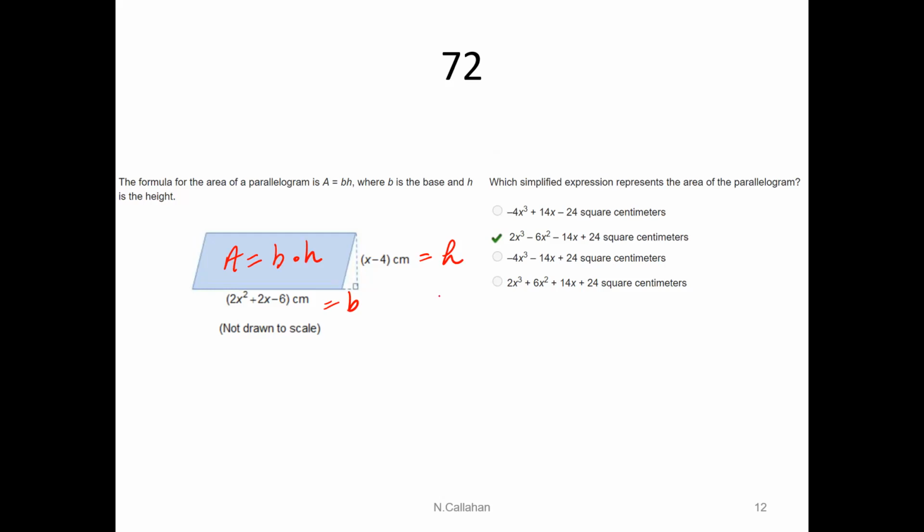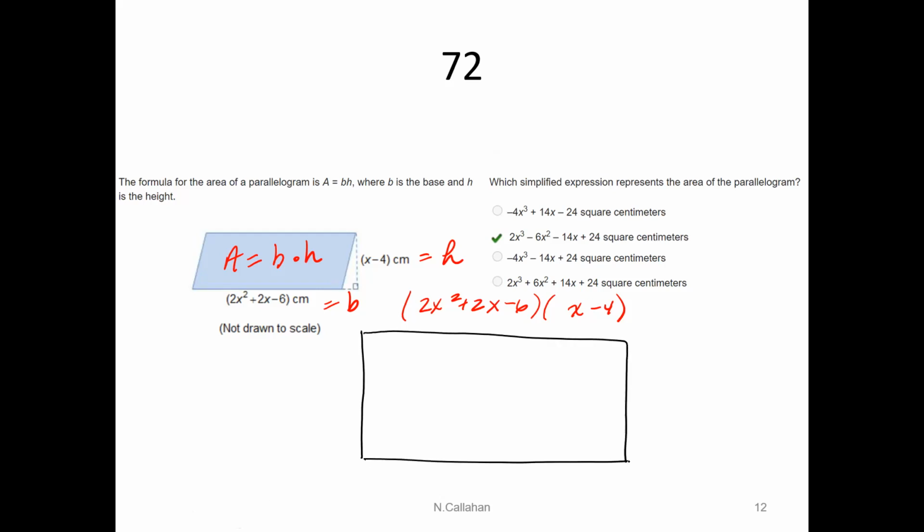Next what I'm going to do is 2x squared plus 2x minus 6, that's your base, times x minus 4. Now, you can do this one of several ways. I think the best way for us to do this is to create a little table. So what I want you guys to do is create a table like this. It's going to be 1, 2, like that, and then 1, 2, 3.